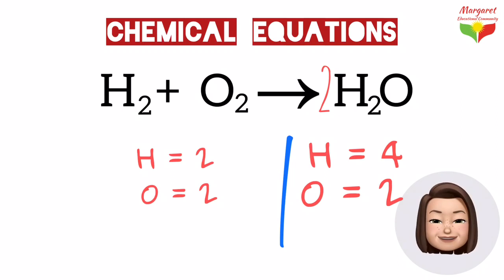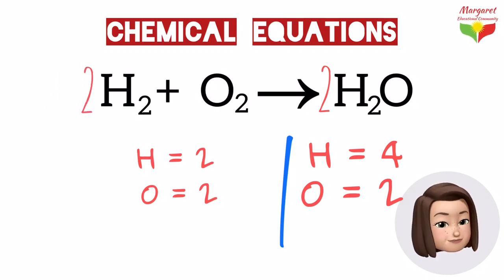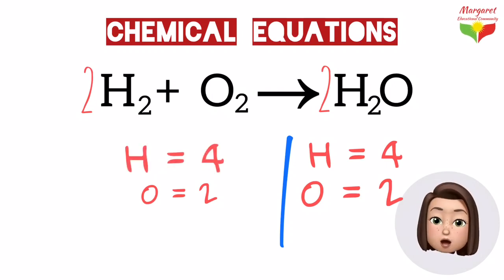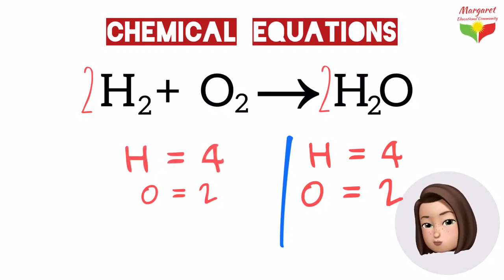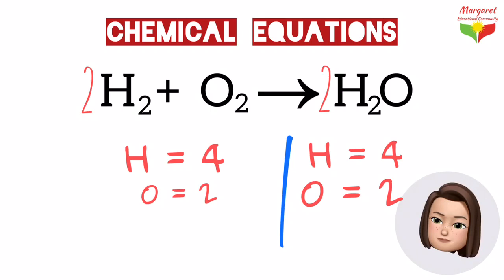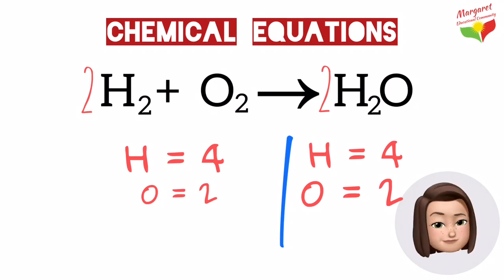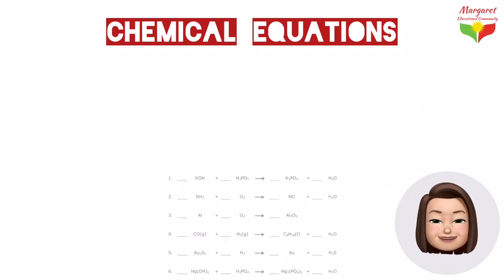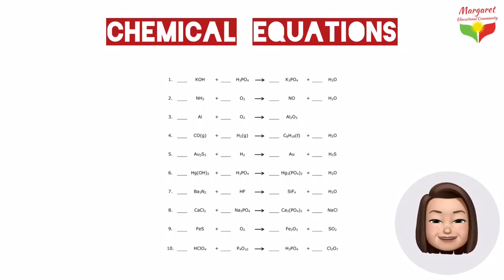How do we balance this? By placing coefficient 2 in front of H2. Now we have 4 hydrogen here and 2 oxygen. On the other side of the equation, we have the same. So this equation is balanced. Now it's your turn. Try to balance these equations that are not balanced and comment what you got.